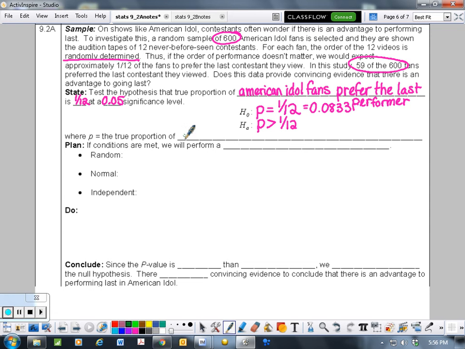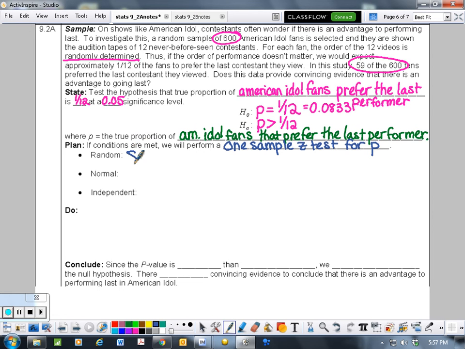The proportion of American Idol fans that prefer the last performer. So don't ever forget to state what P means or what the mean is and all of that in context. So if conditions are met, we will perform a one sample z-test for proportions. I'm going to put p for P because P stands for proportion.